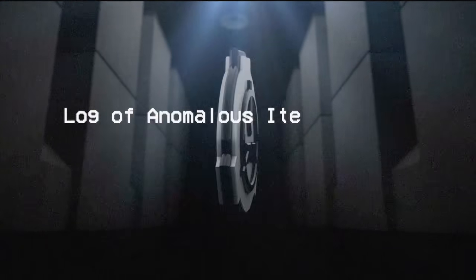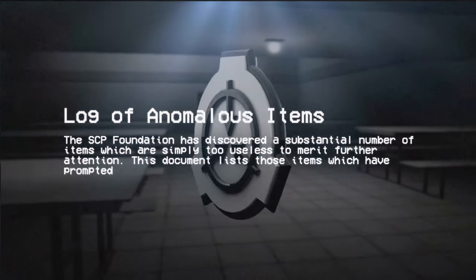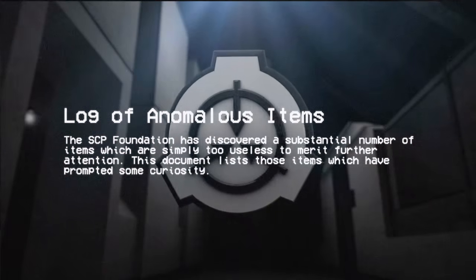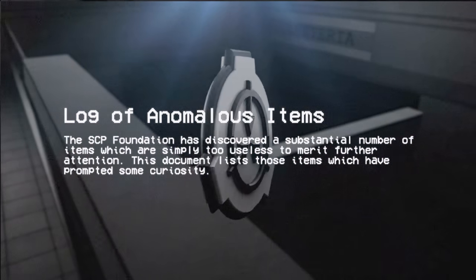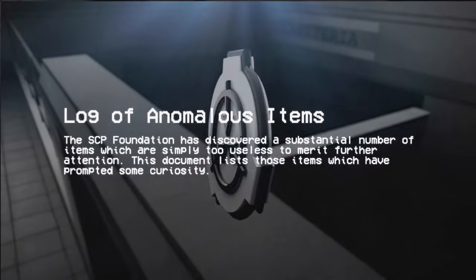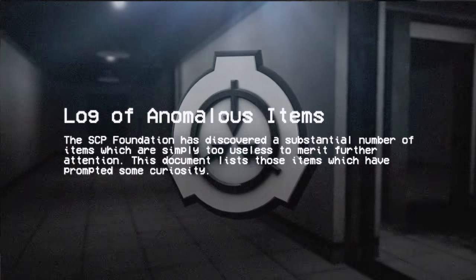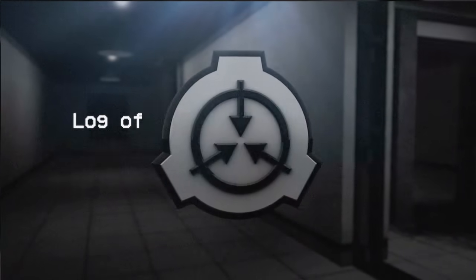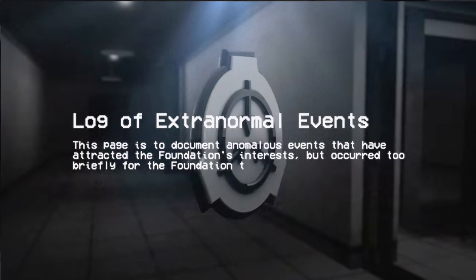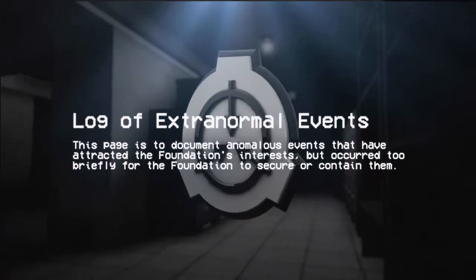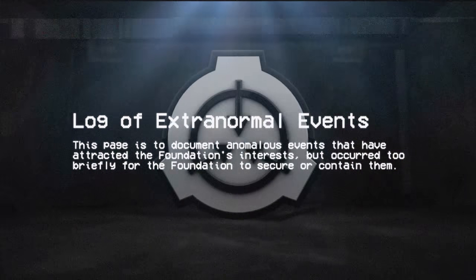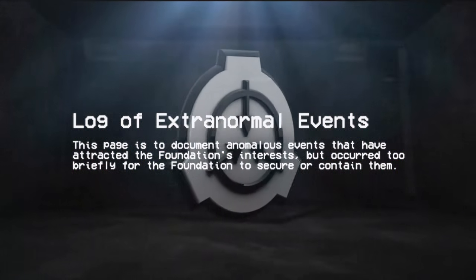They are Log of Anomalous Items. The SCP Foundation has discovered a substantial number of items which are simply too useless to merit further attention. This document lists those items which have prompted some curiosity. Log of Extranormal Events. This page is to document anomalous events that have attracted the Foundation's interests, but occurred too briefly for the Foundation to secure or contain them.